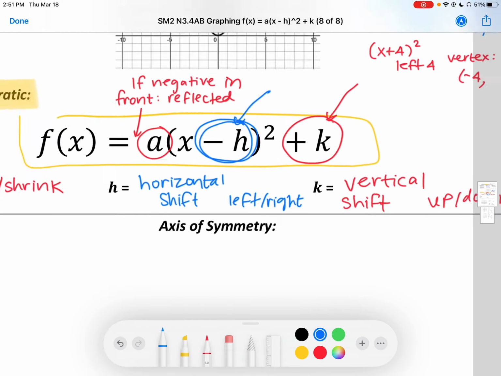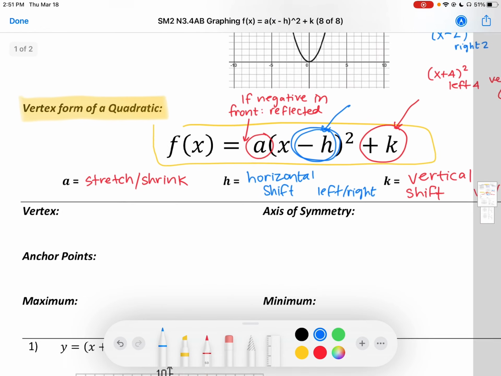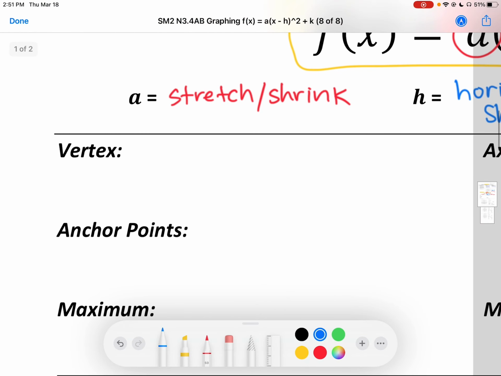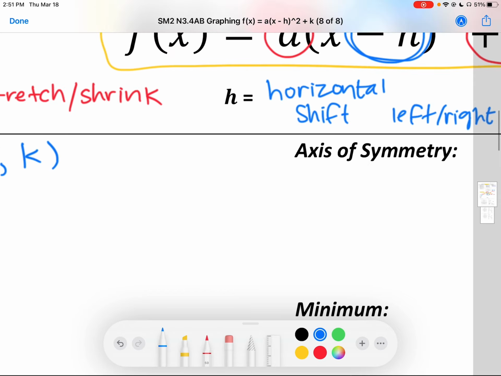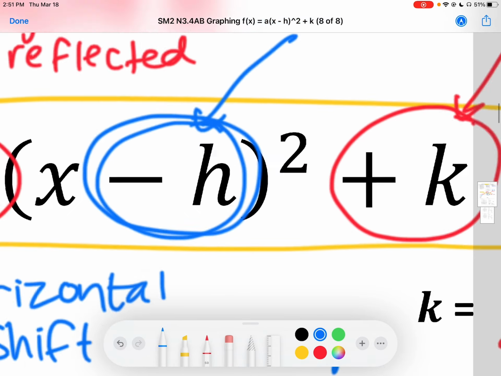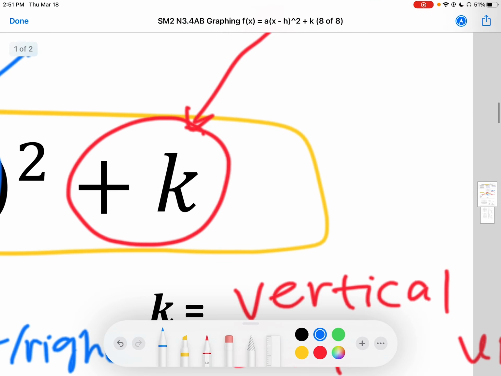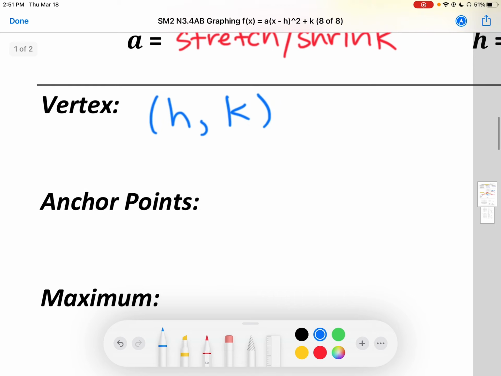So if we have a graph in vertex form, if it looks like this, our vertex is going to be (h, k), okay? We get h from right here inside the parentheses, and we get k from the end. However, don't forget that h is the opposite sign as the number in parentheses.